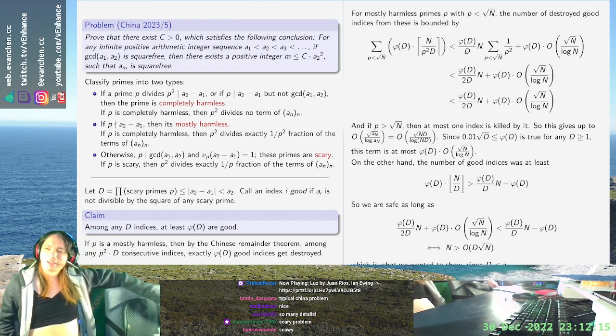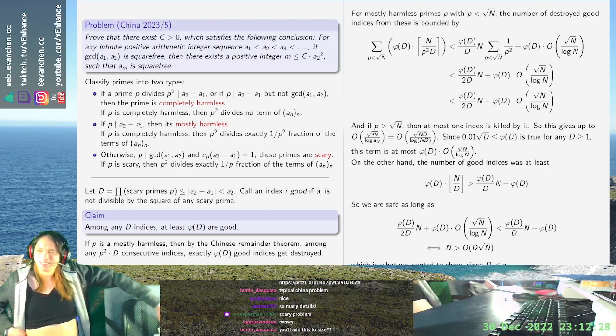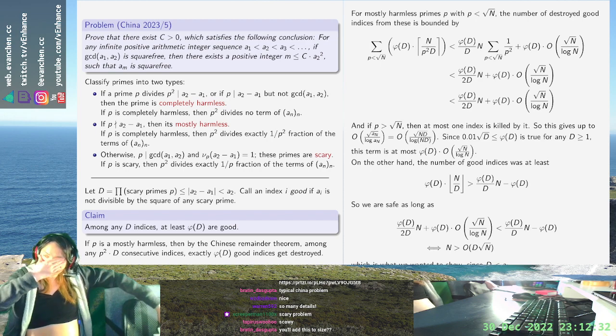Yeah, wow, this is China 5. Oh jeez. The USAMO 6 that I was thinking of when I was doing this problem was much less technically involved, and it was a USAMO 6. But this is China 5 apparently. Oh Jesus.